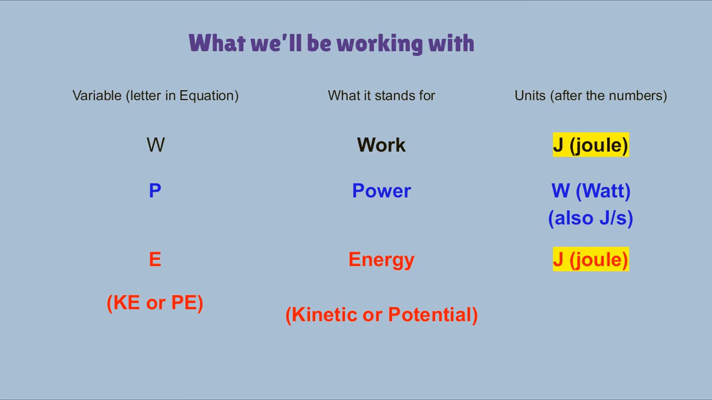And we're going to talk about energy. Most energy will be defined into two categories as kinetic or potential energy. The variable for energy is E, and the unit for energy is also J, or joule. And we'll get into that later.